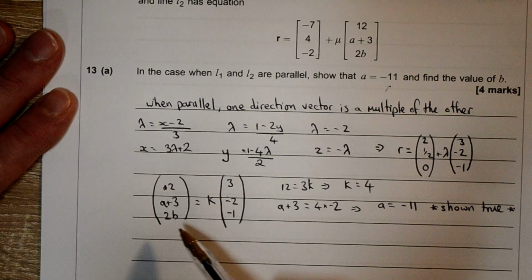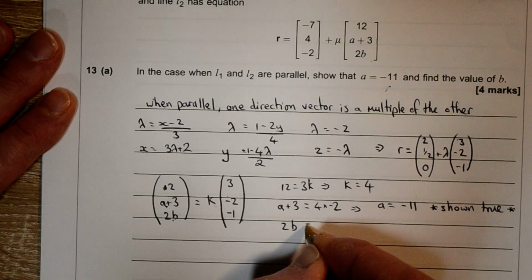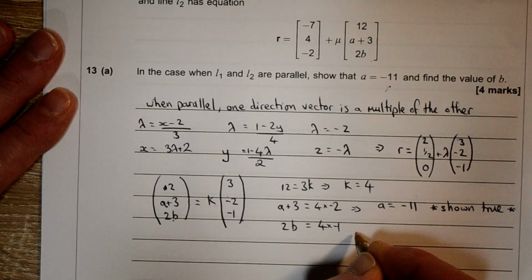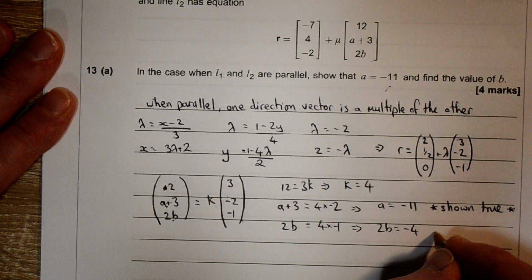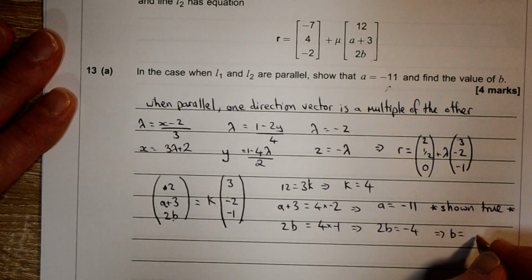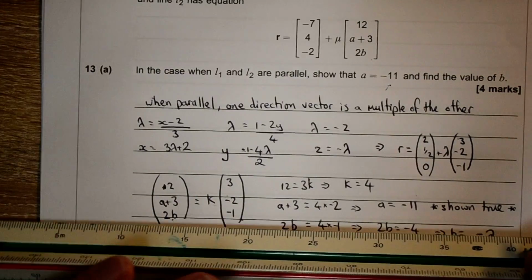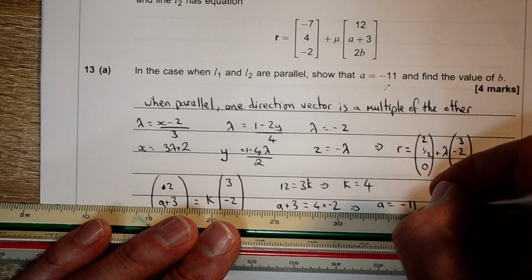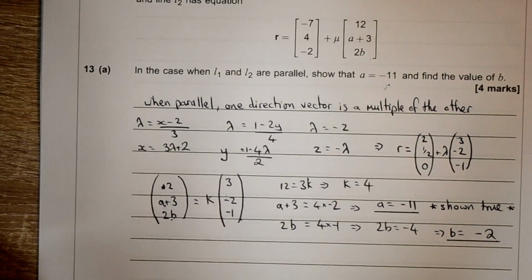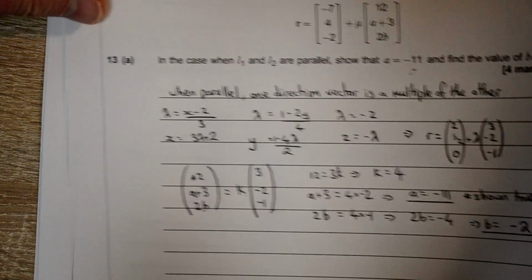And finally, 2b equals k times -1. We need to find out what b is. So 2b is -4, therefore b is -2. So that's the case for when they're parallel. Let's have a look at part B.